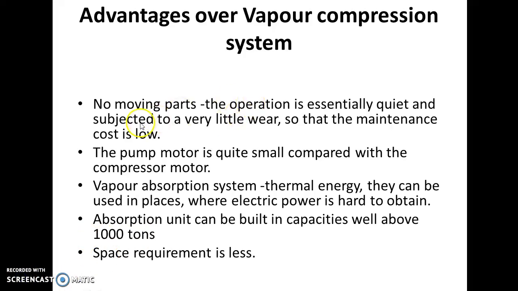So as you can see, there are considerable advantages of the vapor absorption system over the compression system. That is, no moving parts, the pump motor is quite small when compared with the compressor motor, thermal energy can be used when electric power is hard to obtain, or waste heat can be used. They have larger capacities when compared to the vapor compression refrigeration system, and they require less space.